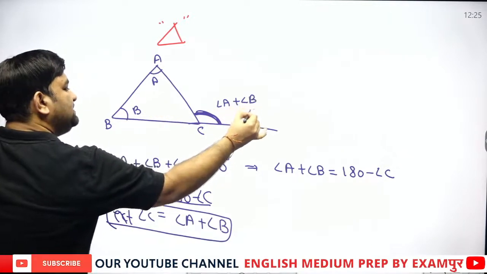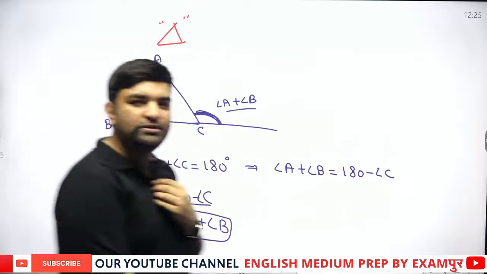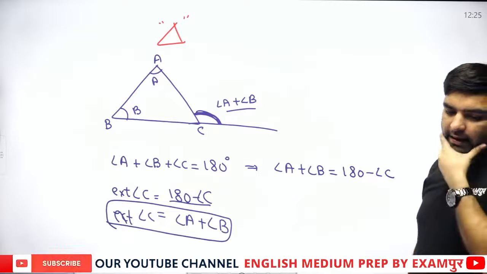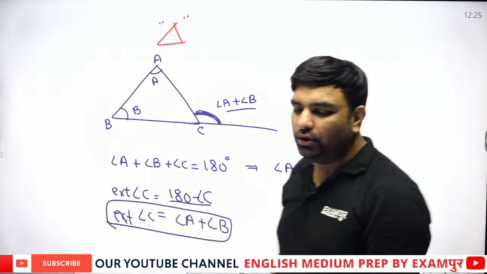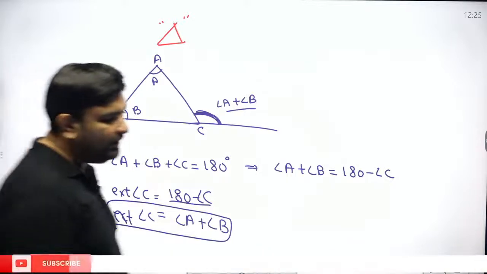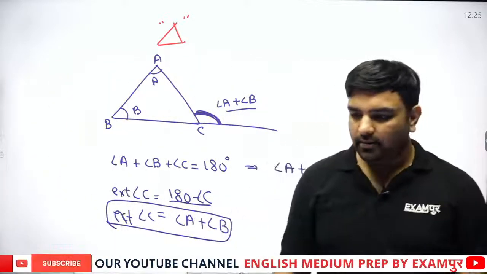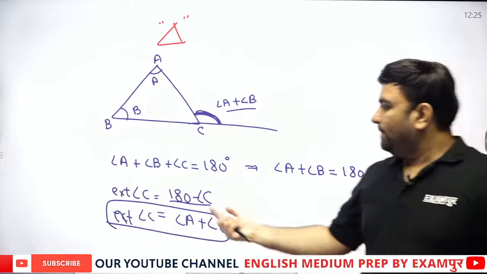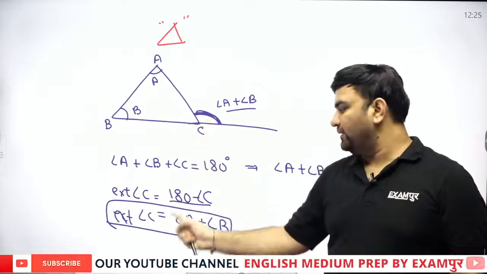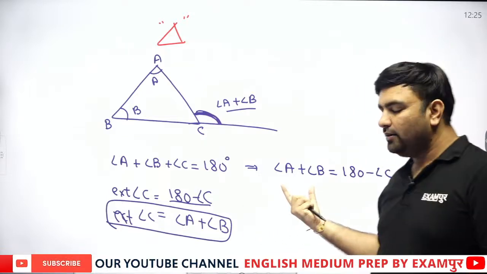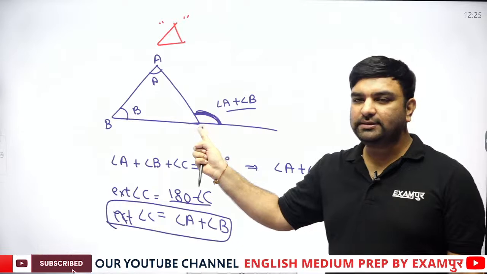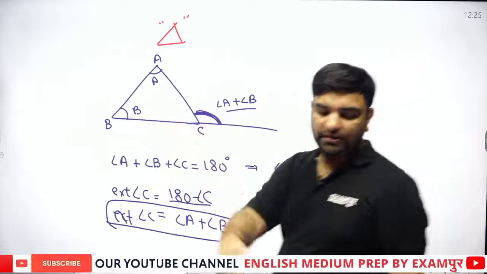Exterior angle C is equal to the sum of two opposite interior angles. Clear? Exterior angle C is 180 minus angle C, and 180 minus C is nothing but angle A plus B. So exterior angle C is equal to the sum of two opposite interior angles.